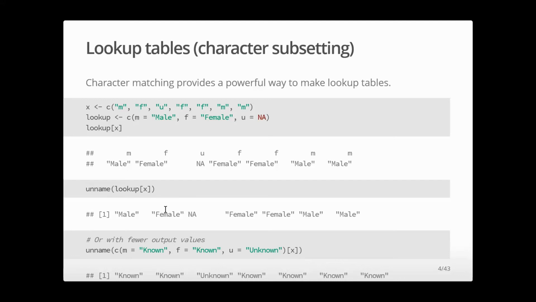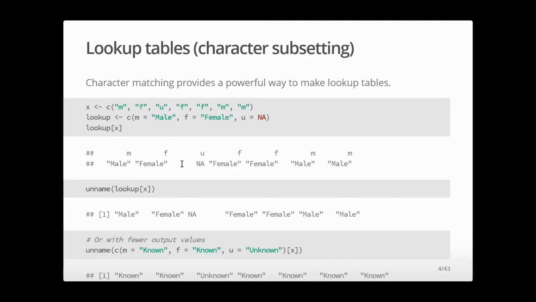Question? Why does it, for the lookup table, how come it's not in character form for the m, f, and u? What's not in character form? The m, f, and u. These up here? These are names. Okay, when you name a vector, they appear as such up here.